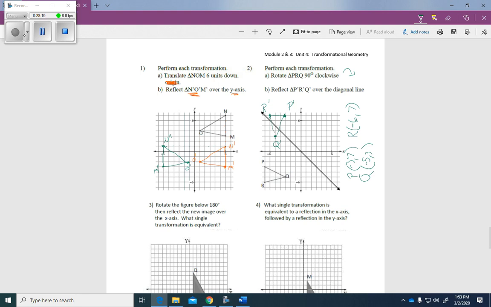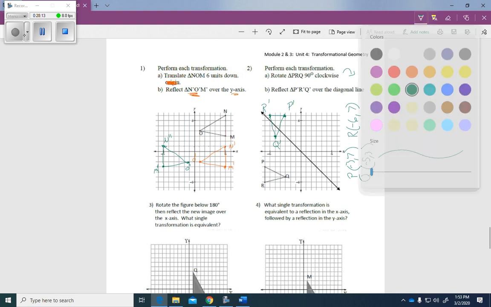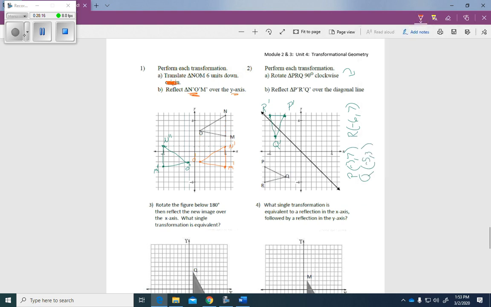And now I take these prime figures, prime points, and reflect it over the diagonal line. So remember, you count diagonal boxes away. So R prime is half a diagonal box away, so it goes half on the other side. P is 1, 2 diagonal boxes away. So I go 1, 2 on the other side. And finally, point Q is 1 box away, so it goes 1 box on the other side.